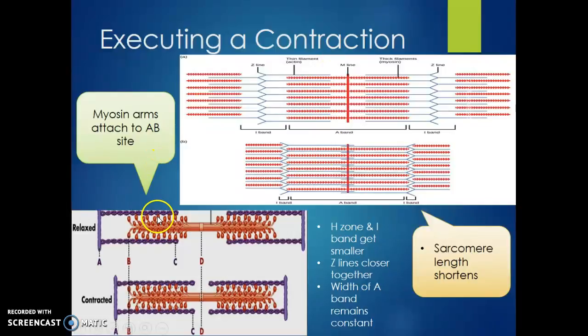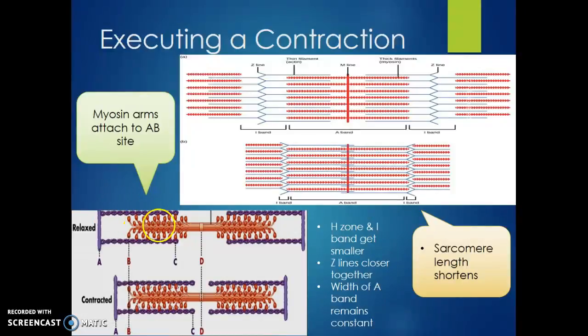And this is because the myosin heads have attached to the actin binding sites and have pulled the actin closer to the M line. Now this formation here is known as a cross bridge, and many cross bridges are formed between the myosin and actin in order to pull it along closer to the M line. Now this process will occur repeatedly so that the whole muscle can contract.